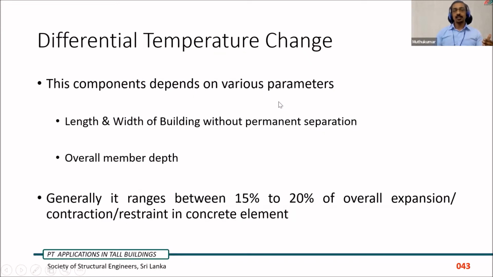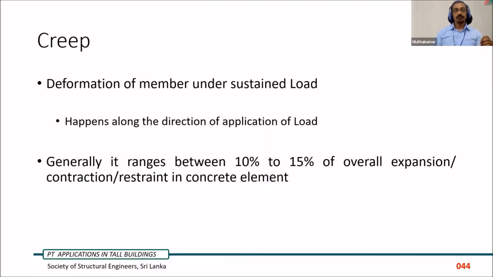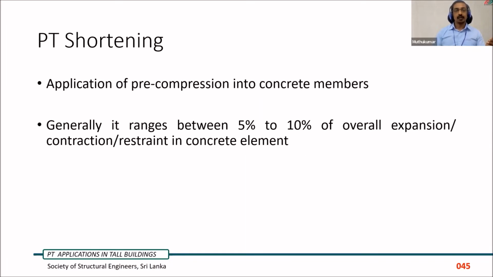The differential temperature change is a factor of the length and width of the building without any permanent separation, which normally happens in podiums, and it depends on the overall member depth. This temperature change normally varies between 10 to 15 to 20% of the overall expansion. Creep: the deformation of a member under sustained load causes creep. Even when we are applying pre-compression force, the member keeps on shortening over a period of time throughout the life of the structure. So this also adds a certain amount of expansion of the concrete element.